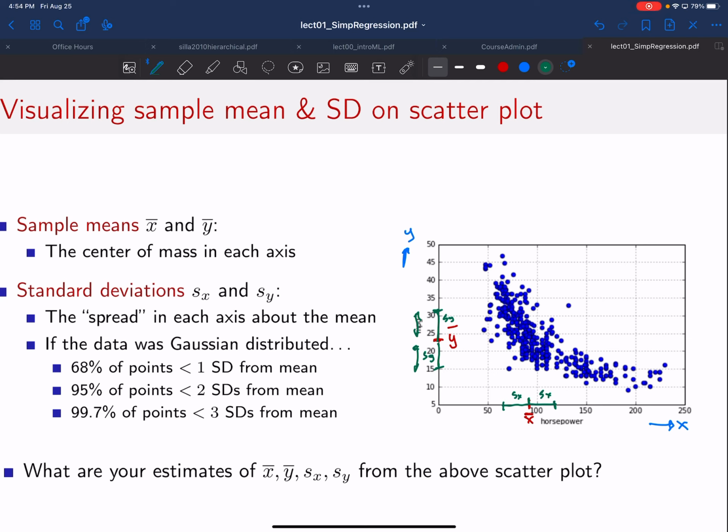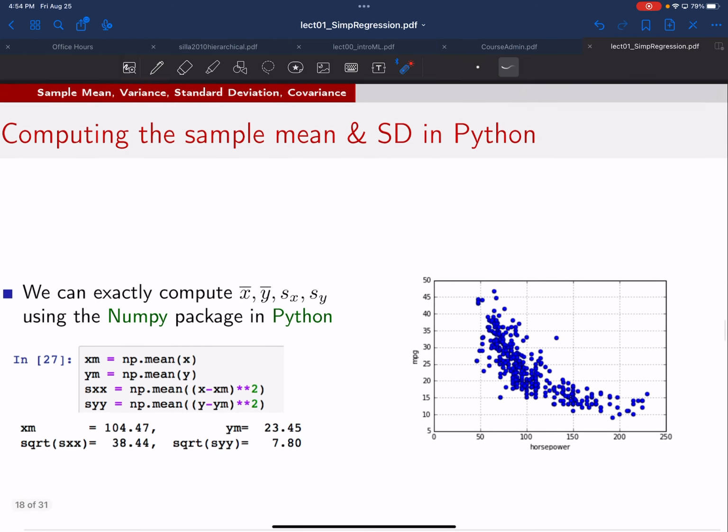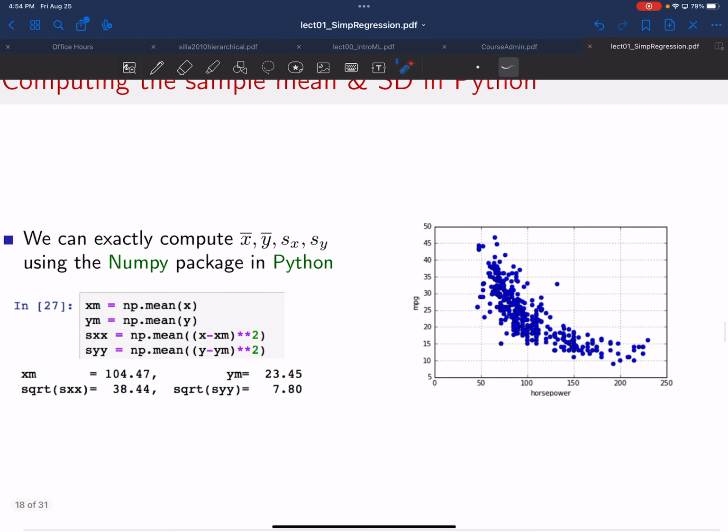If the data is Gaussian, then there are particular meanings: 68% of the points are within one standard deviation, 95% are within 2 standard deviations, and so on. Okay, so that's our guess for here. But now we can actually compute this stuff.